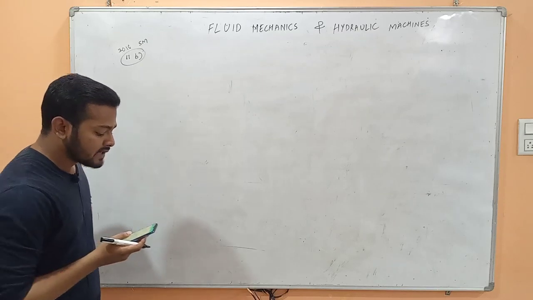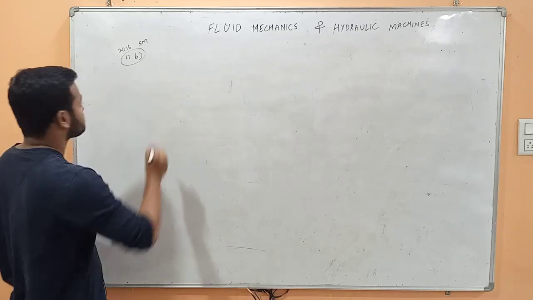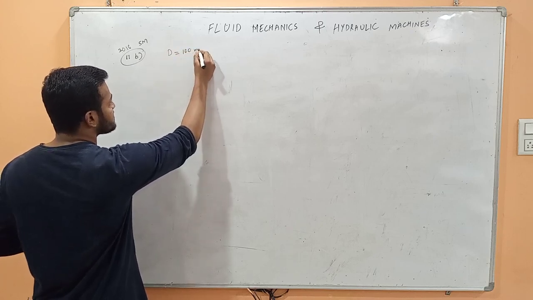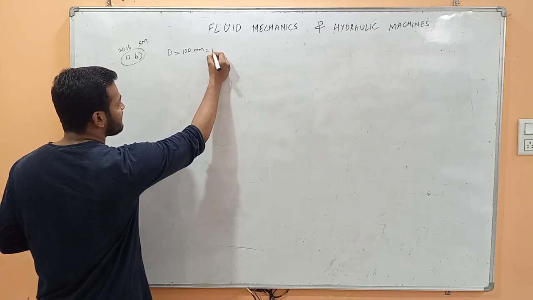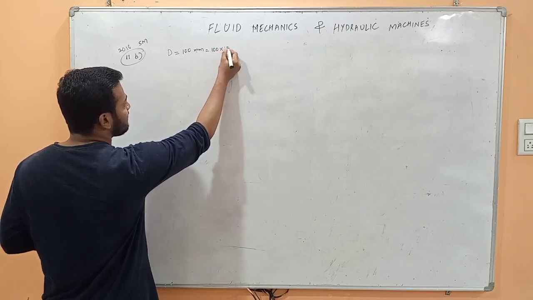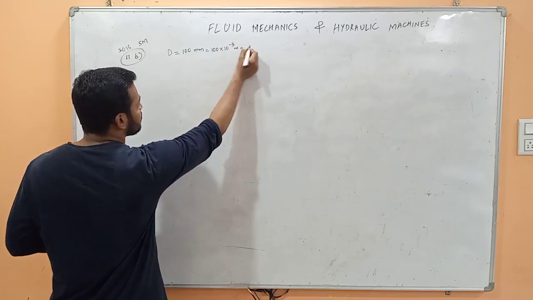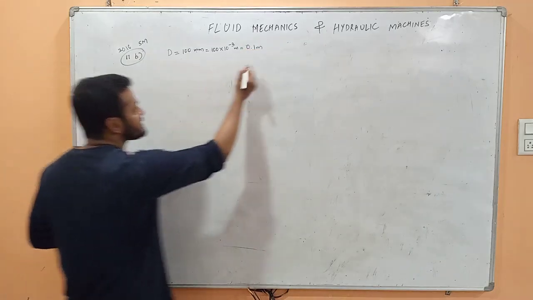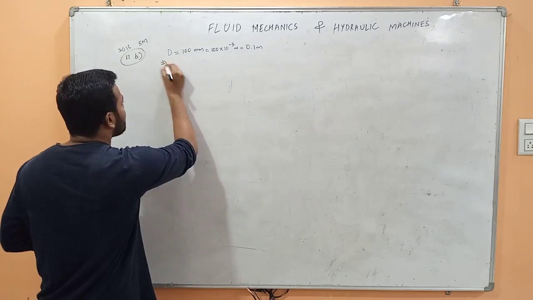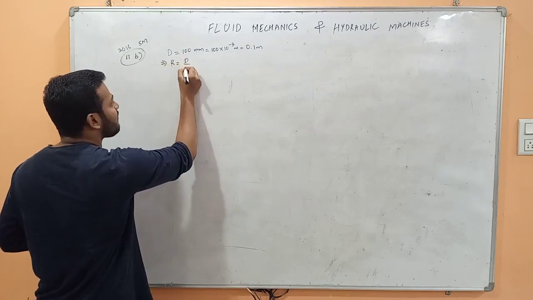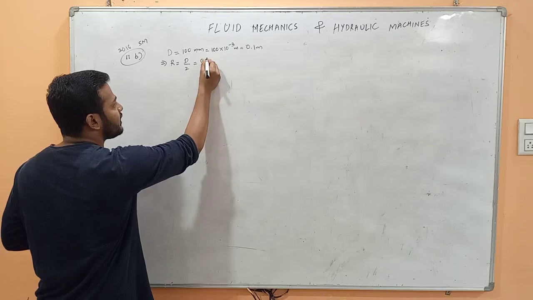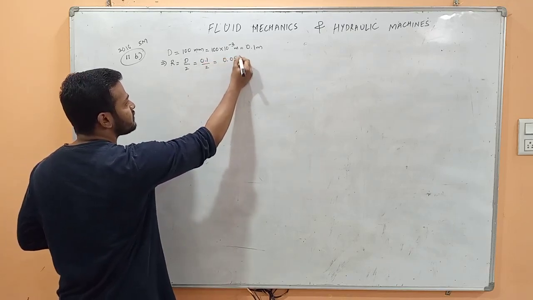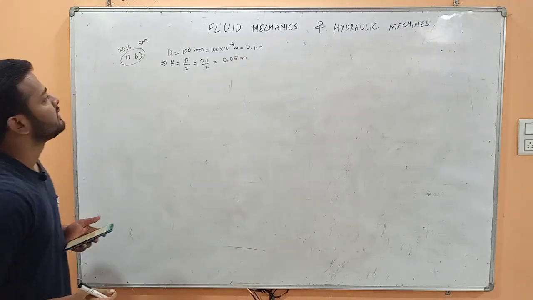A cylinder of 100 mm diameter. The diameter of the cylinder has been given as 100 millimeters. I know that milli means 10 power minus 3. So 100 into 10 power minus 3 meters, that is 0.1 meter. Whenever diameter is given, you can find out radius. Radius is half of diameter. So 0.1 by 2, how much will this be? 0.05 meters will be the radius.